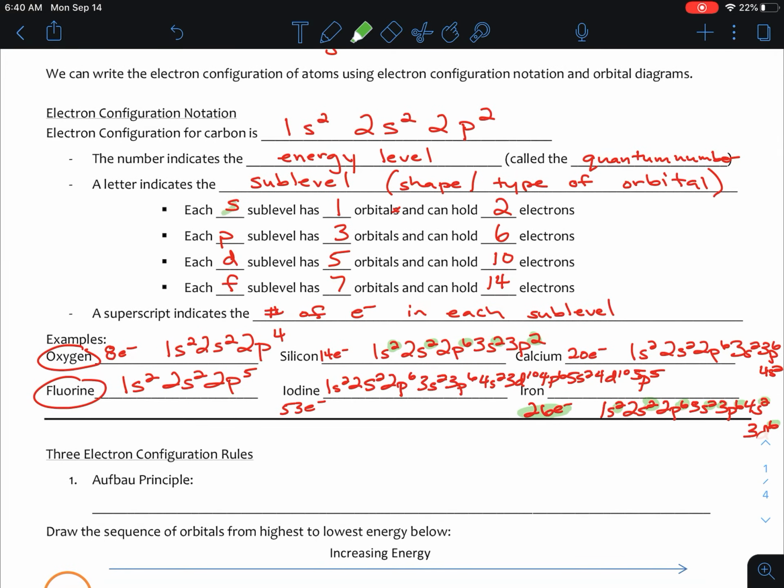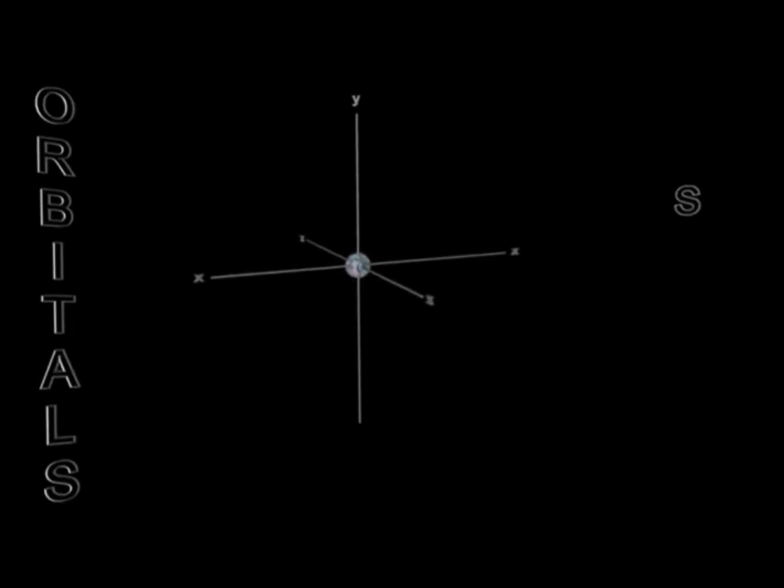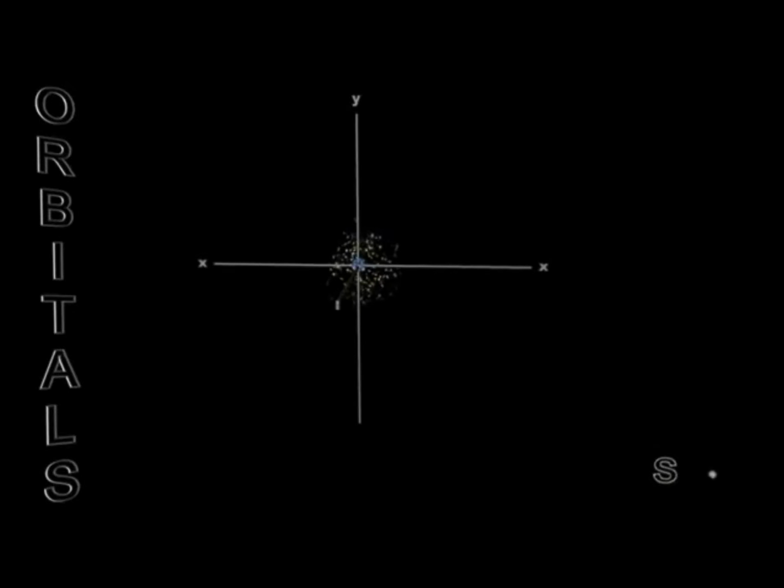You may have looked at this and wondered, what are S, P, D, and F? That's basically the shape of the electrons and how they move around the nucleus. So I want to show you the shapes for S, P, D, and F. Your S sublevel or shape is just like a ball. Imagine your nucleus in the middle, and you have this ball around it, with the electrons orbiting around the nucleus.